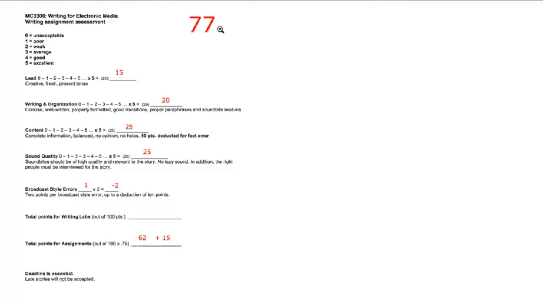If you still don't understand this, please come talk to me. I want to make sure you know the grade you're getting and why you're getting that. I don't want this to be confusing to you. And hopefully after we've gone over story 1 and you've seen this, it will answer any questions you have.